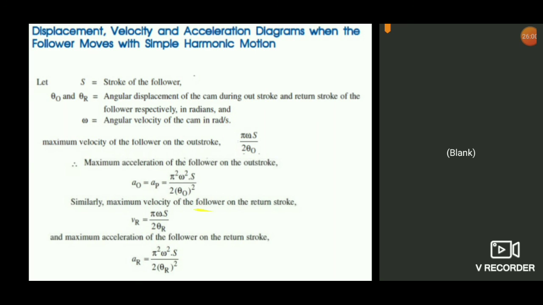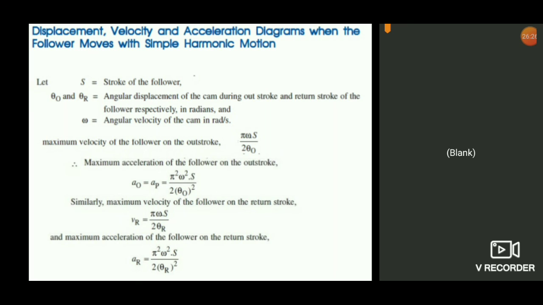Similarly, you can find out the maximum acceleration during the outward stroke. Put it in the equation. It is somewhat different. The equation is, divide by 2, theta out square will be coming here. So same thing, square will be coming except for the s. So you can get the value of maximum acceleration. So these two values are for the outward stroke.